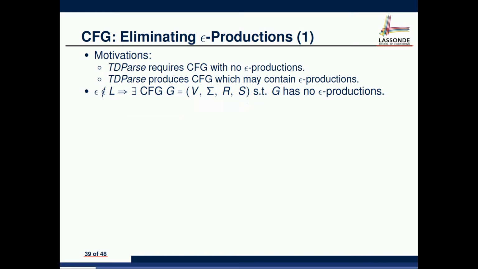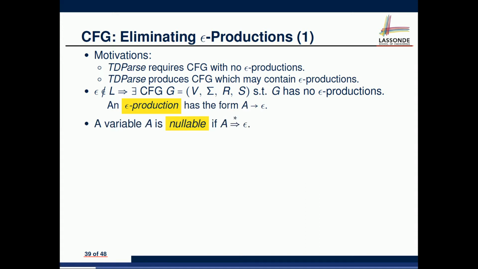Epsilon production simply means if you have a variable that produces epsilon, that's an epsilon production. Let's make that clear. How can we remove it? So now let's make some definitions.